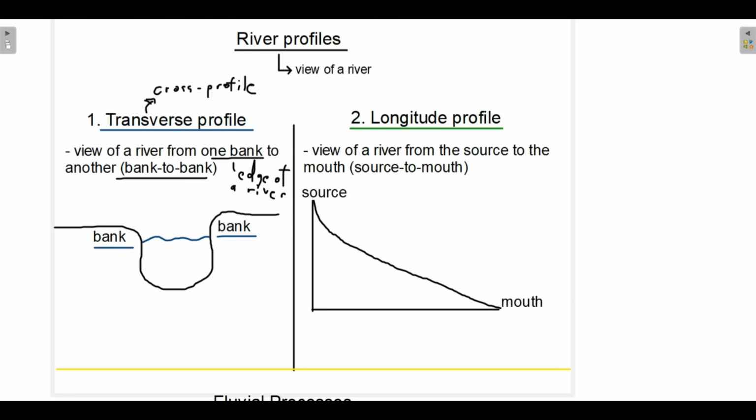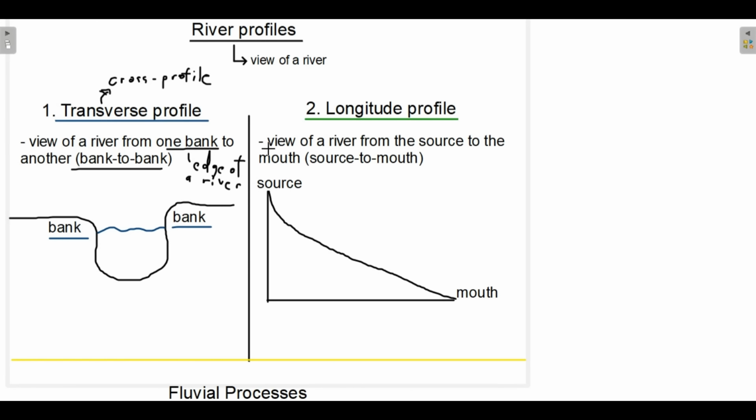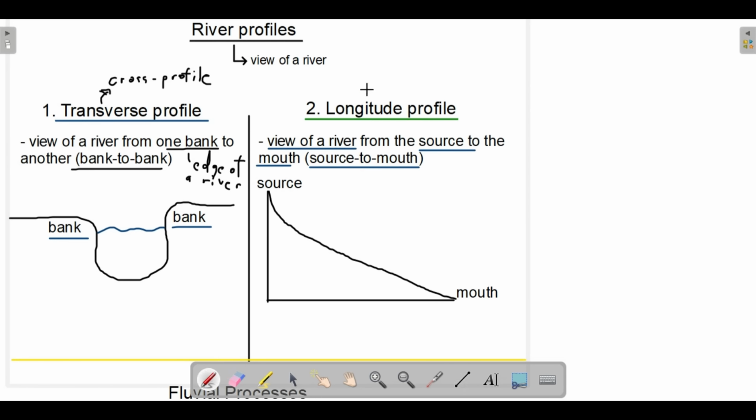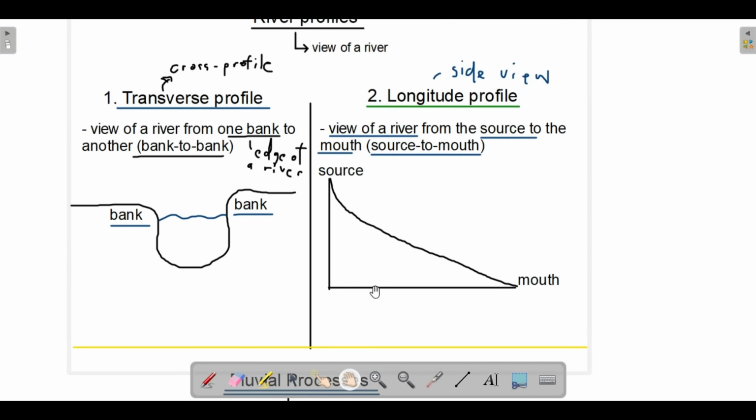Right? And then we have a second type of profile, which is the longitudinal profile. I'm sure you are aware of this one. So the longitudinal profile is a view of a river from the source to the mouth. Okay, so this is basically a side view. This is what you would see if you would look at a river from the side. So this is what we call the longitudinal profile. It's from source to mouth, whereas the transverse profile is from bank to bank.